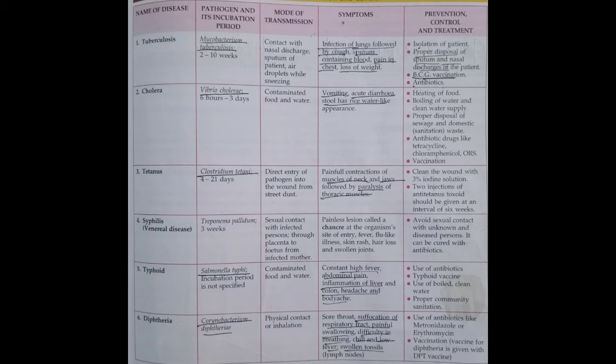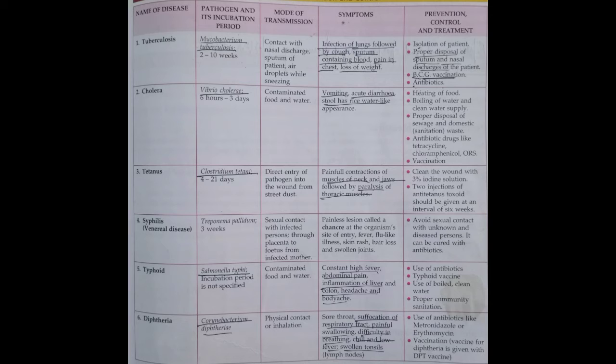What are the preventive and control measures? Here, first we should use boiled water, and a clean water supply is a must. We should use RO water or boiled water only for the person who is infected, and there should be proper disposal of sewage and domestic waste, meaning proper sanitation should be there. We should eat heated food, and light food, and antibiotics and drugs are given, and there is a vaccination also for cholera. We should take that, and we can take ORS, electrolytes, like this. Okay, these help prevent dehydration and help in recovery.